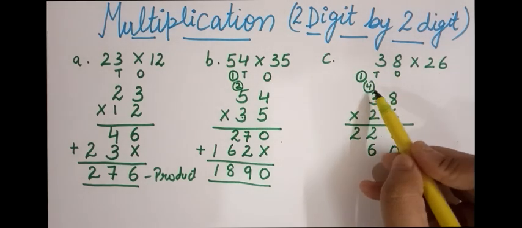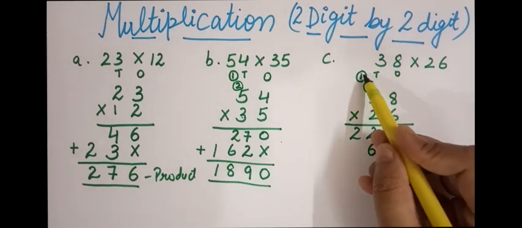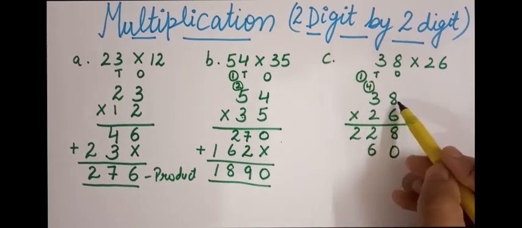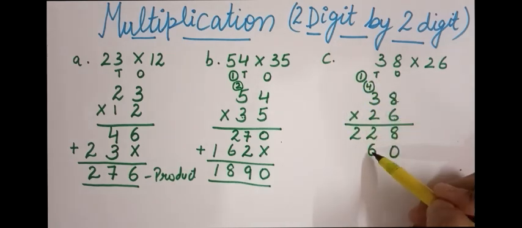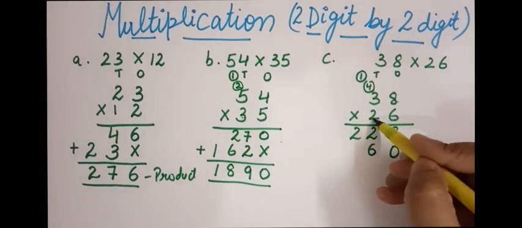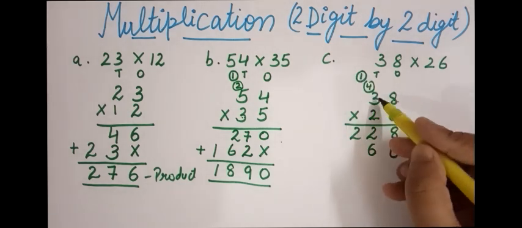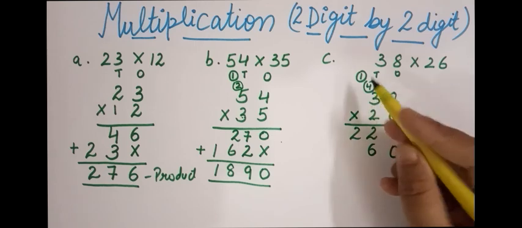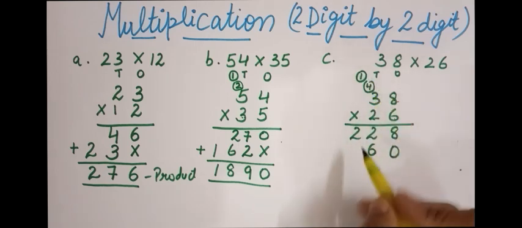So this is for the first digit carry. This is for the second digit carry. So 2 8s are 16. So 6 I have written here, and 1 I have written here as a carry. Now I'll multiply this 2 by this 3. So 2 3s are 6 plus 1, it is 7.